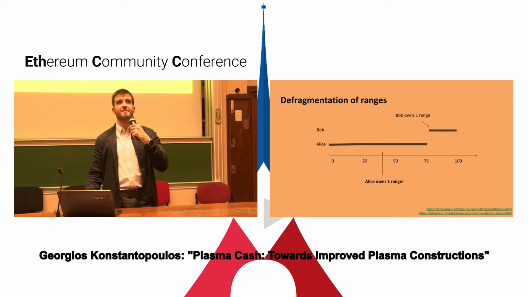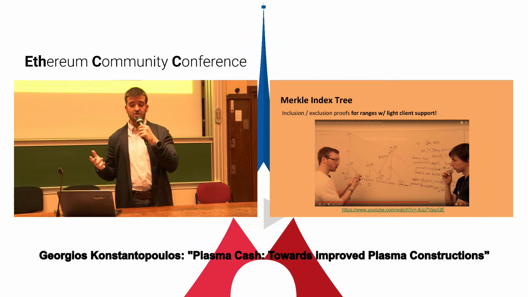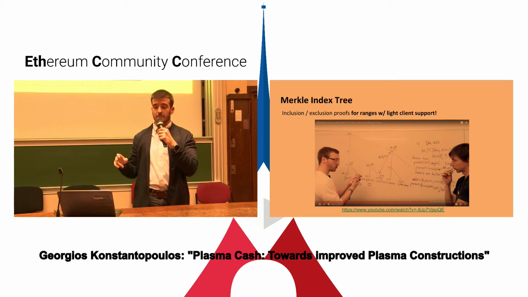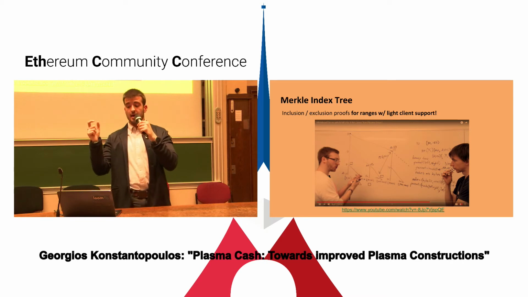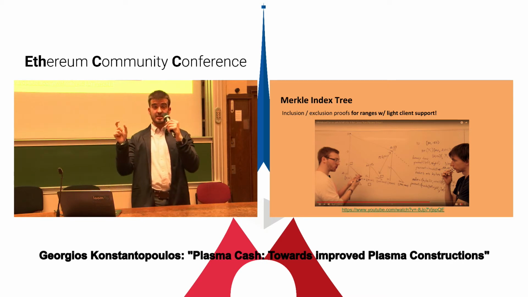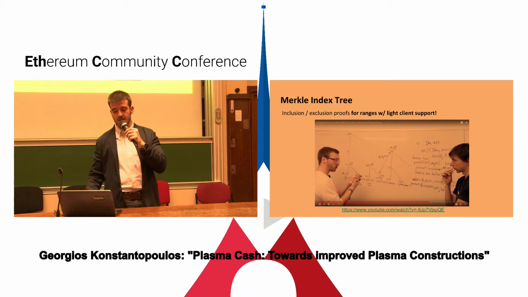It's an efficiency gain. And how do we do this? The construction that's being used is a Merkle index tree, because the difference from the sparse Merkle tree is that it also supports ranges. This is a 1-hour discussion on its own, so there's no time to actually describe it, but I suggest you watch this video with this very nice interview with Ben.